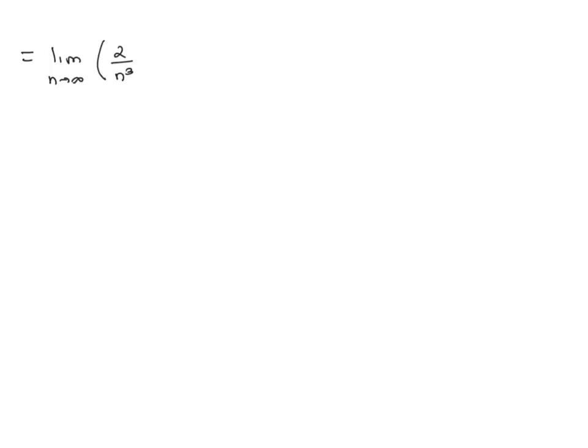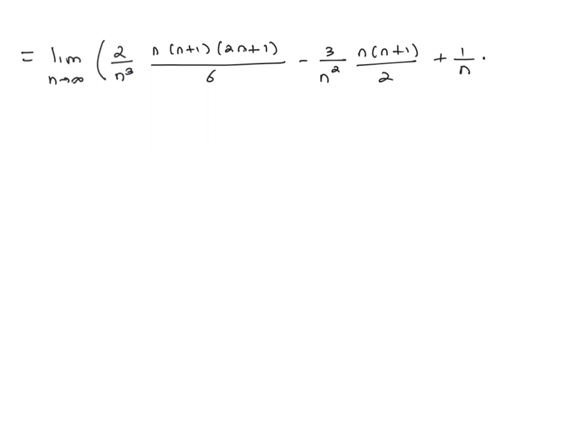So for the first one, we had 2 over n cubed, and that first sum is n times n plus 1 times 2n plus 1 all over 6. Then we had minus 3 over, it was supposed to be n squared, and that's times n times n plus 1 over 2. And then lastly, we had 1 over n times its corresponding sum, which equals n.